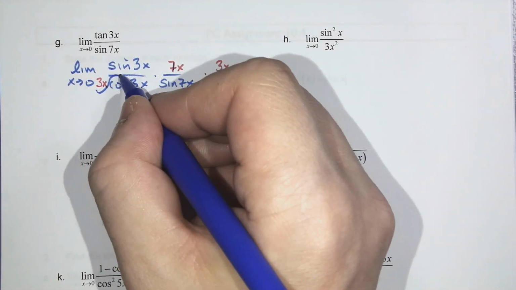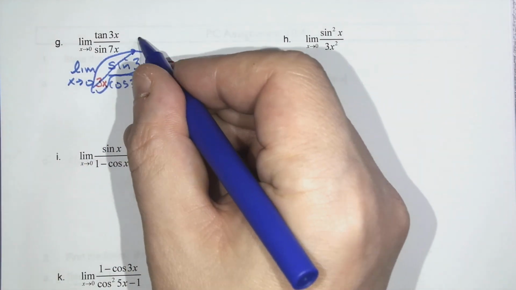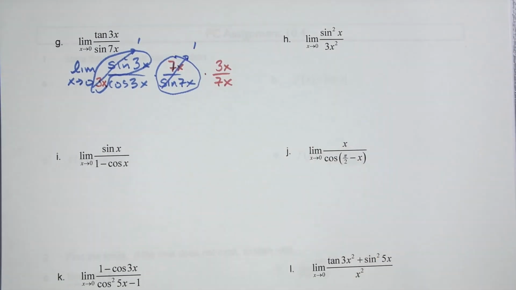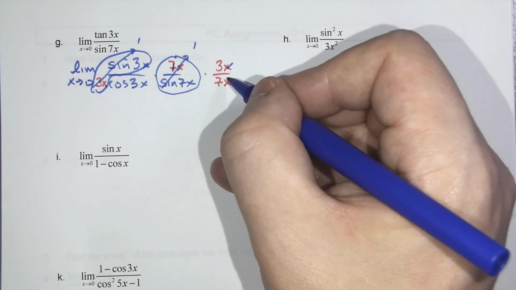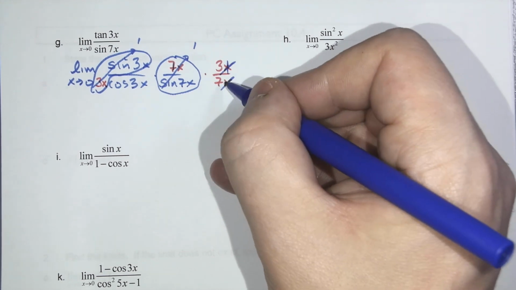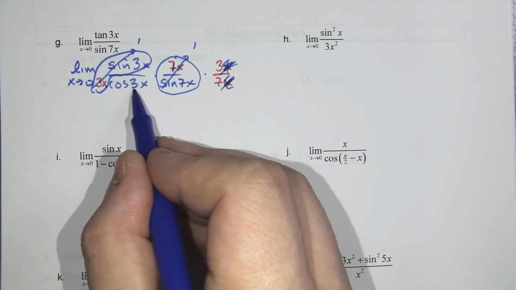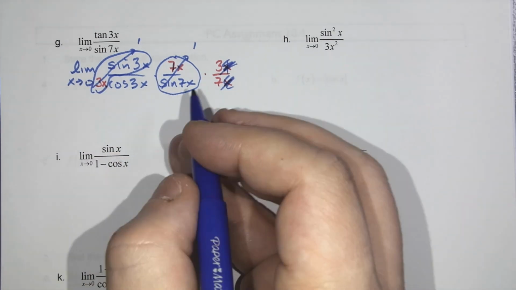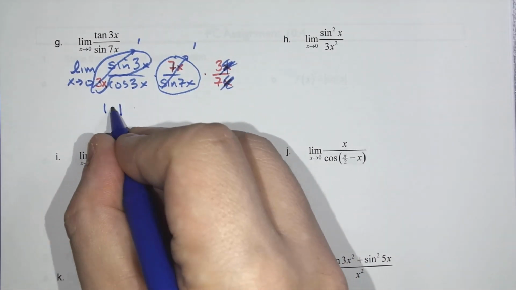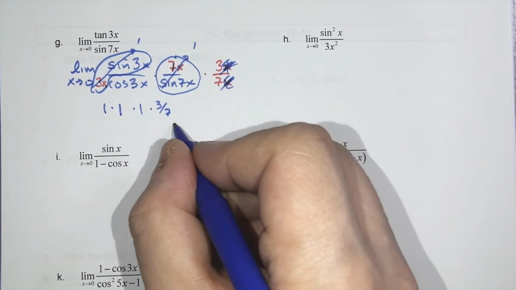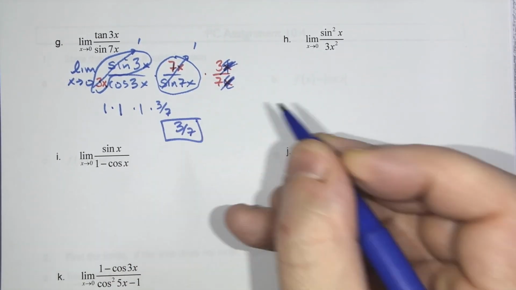So this is special, going towards 1. This is special, going towards 1. X and x cancel each other out. And so you have a cosine of 3 times 0, and cosine of 0 is 1, 1, 1, and 3/7. And so our net result here is simply 3 over 7.